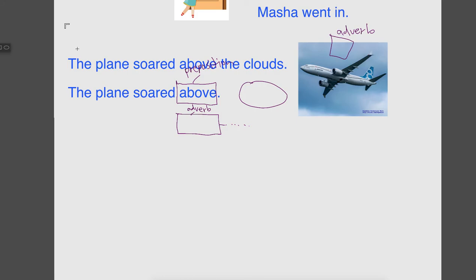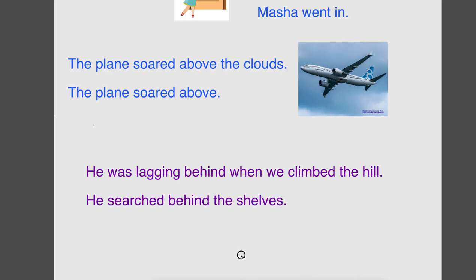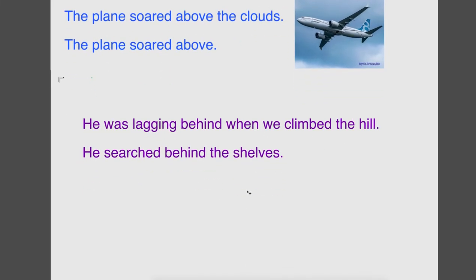All right. So I got to erase this also. Hold on. Okay. So he was lagging behind when we climbed the hill. All right. So this is where things get a little bit confusing. All right. So change colors. He was lagging behind when we climbed the hill. So look for a word that could be a preposition. What do you think? The monkey ran blank the box. Yeah, behind. Okay, so this could be an adverb or it could be a preposition.